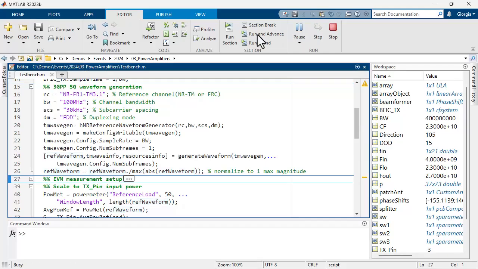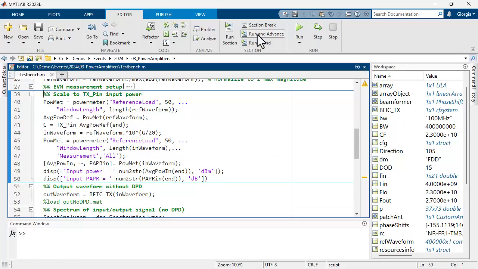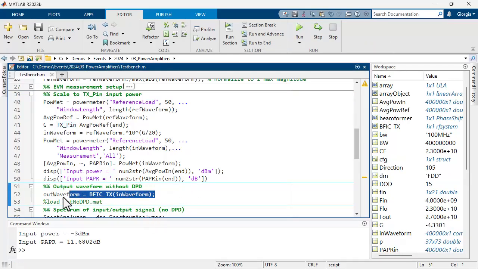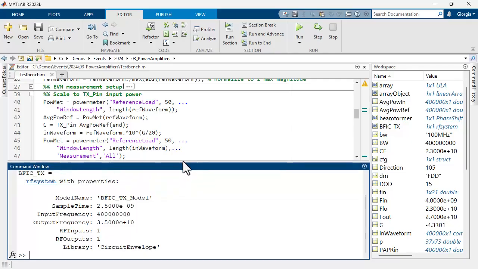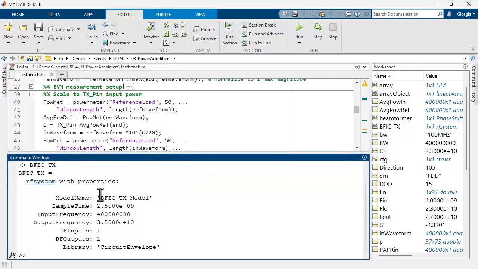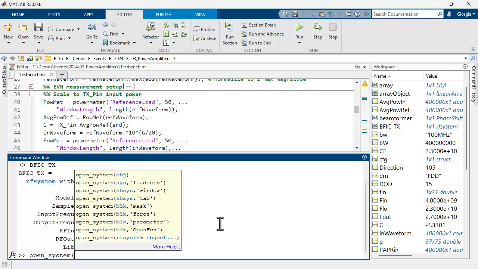We scale the input power so that we know that the input signal will be within the dynamic range of our transmitter. We also visualize here the input power as well as the peak to average power ratio. And then we stream our input waveform through an object that is called BFICTX. This BFICTX is an RF system, nothing else but a wrapper of a Simulink model, in this case called BFIC_TX_model. And you see here the properties of the input frequency and the output frequency of this model for the circuit envelope simulation.